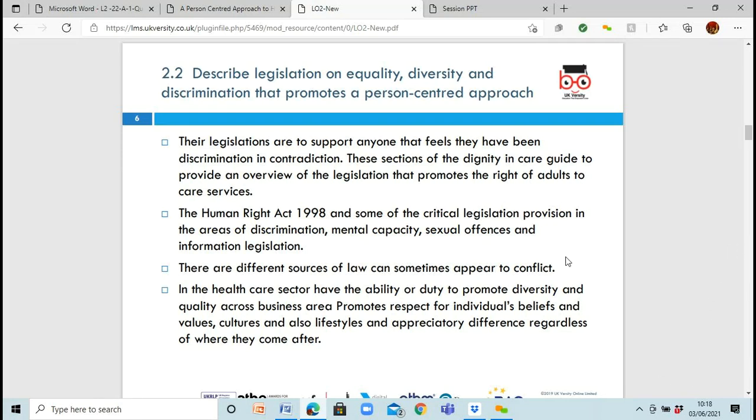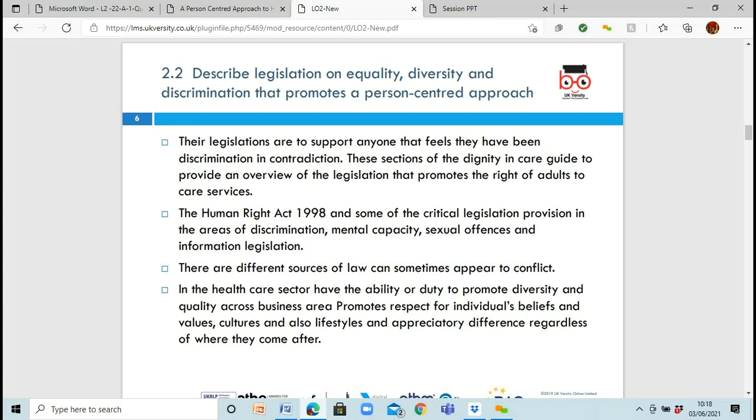So these legislations that we're going to look at are there to make sure that we've got dignity in care. It's all about equality and diversity in this section. So we've got the Human Rights Act, and some of these legislations within this cover discrimination, mental capacity, sexual offences, and information legislation. Sometimes you'll notice that one legislation might conflict with the other, and unfortunately that does happen, but it's possibly something that they're looking to sort out.